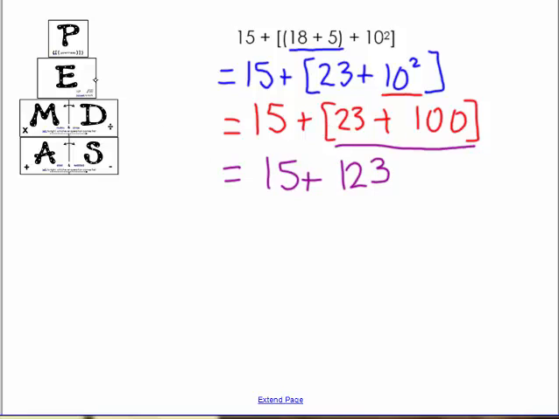And now I move on to, I've done my parentheses, I've done my exponents, multiply and divide left to right. There is none. Add and subtract left to right. Oh, here we go. And finally, the answer is 138. And that is how you use the bridge strategy to solve numerical expressions using the order of operations. Good luck!